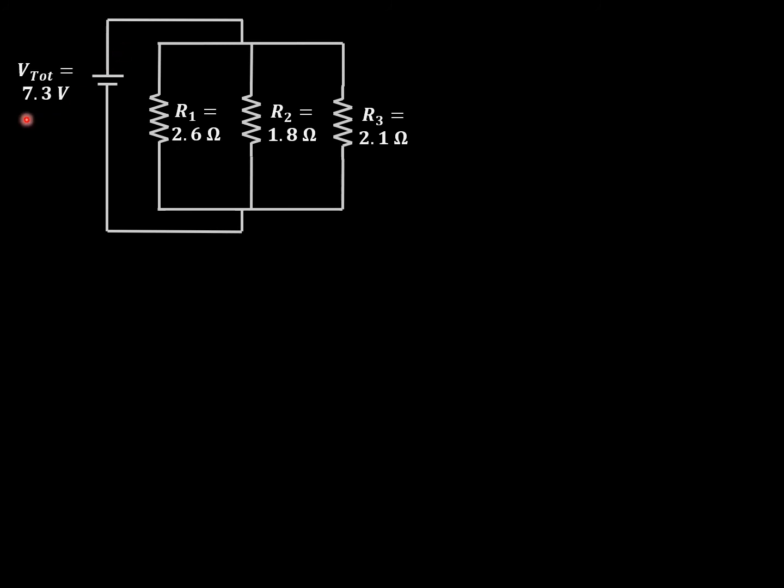The next circuit, we basically have the exact same thing. We got the same voltage, which is 7.3. We got the same resistors, the 2.6, the 1.8, and the 2.1 ohms. But this time they're in parallel. And the way we know that it's in parallel is because they all have separate paths. So when they all have separate paths, that means that it's going to be a parallel circuit.